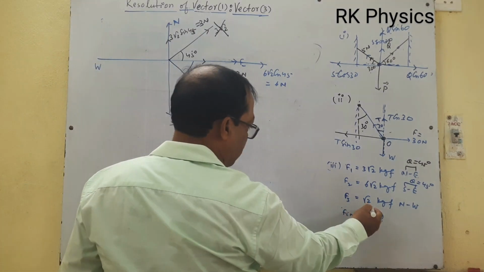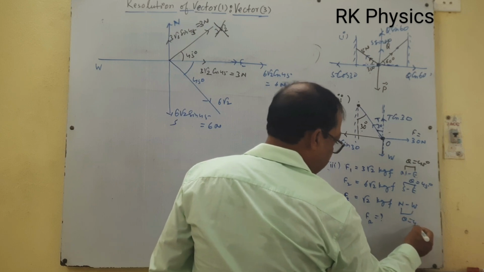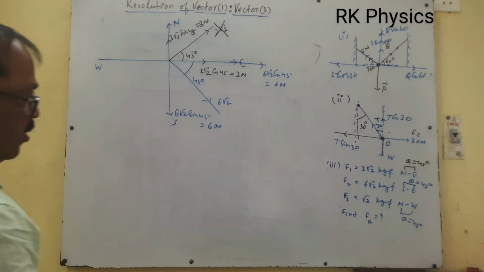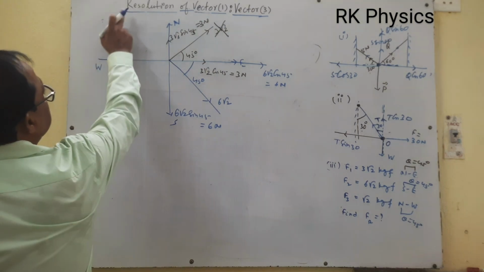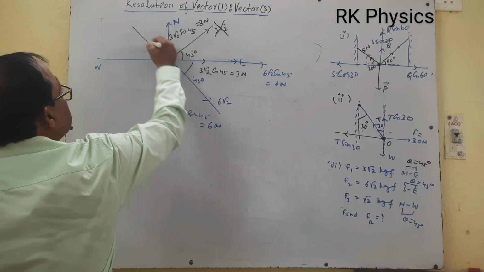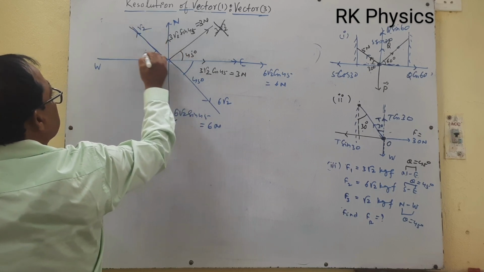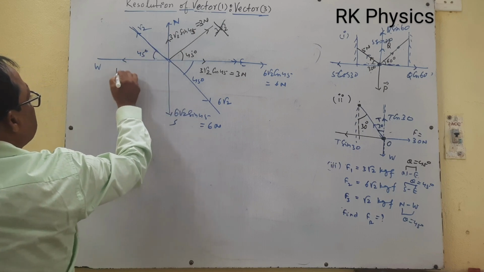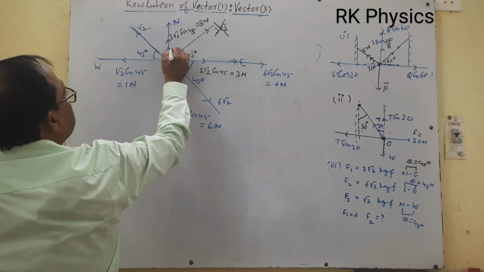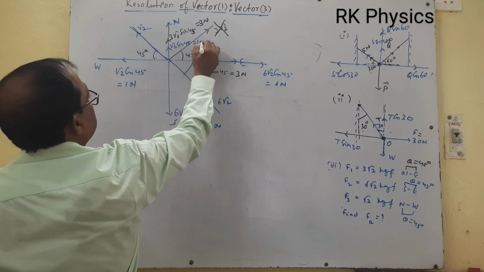Then third vector is root 2 kg along northwest. Northwest is again theta 45 degree with respect to north or with respect to west. So now this is west and north, this is root 2, opposite to this line. Root 2 cos 45 means 1 Newton. Similarly, along this direction, this is root 2 sin 45 means 1 Newton.